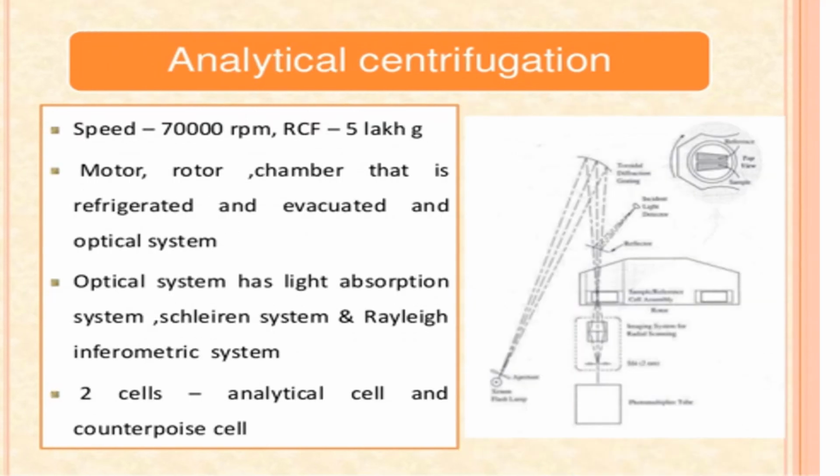In the analytical centrifuge, the speed is 70,000 rounds per minute. It has a motor and a rotor chamber that is refrigerated and evacuated, and an optical system is present. The optical system has light absorption, Schlieren system, and Rayleigh interferometric system, and we are going to see the characterization of the sedimenting particles. Thank you very much.